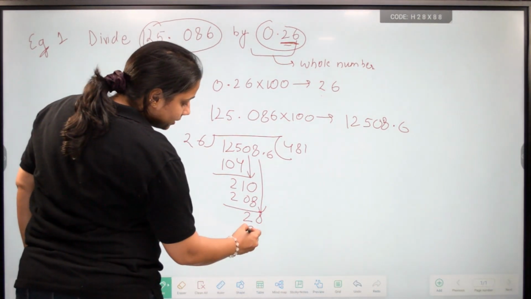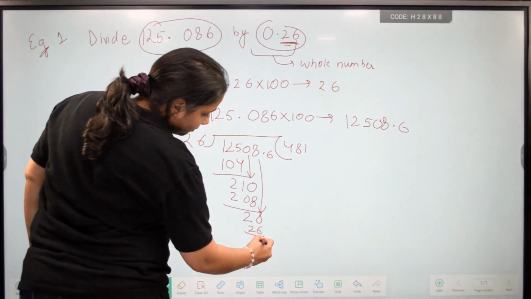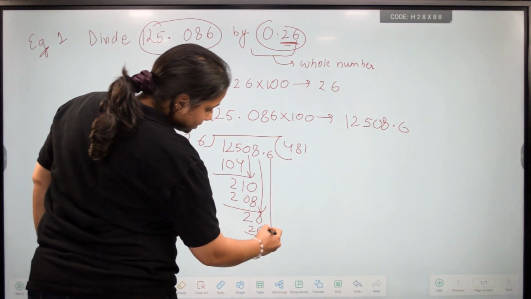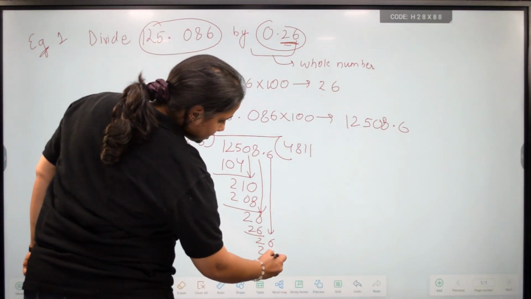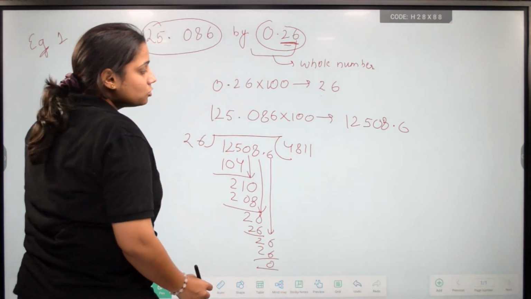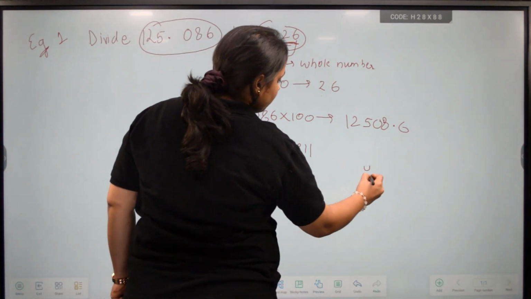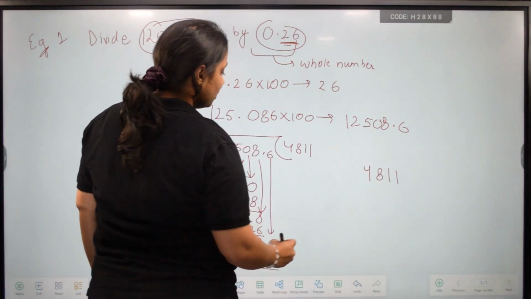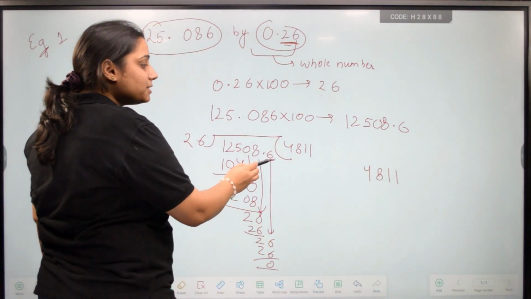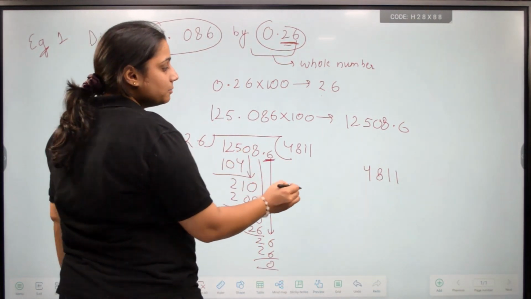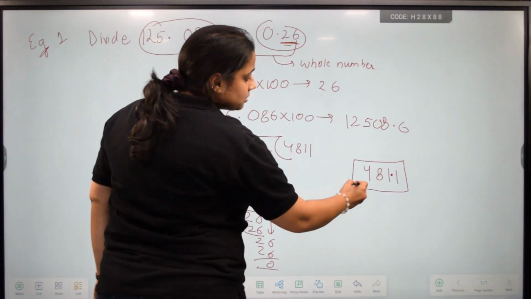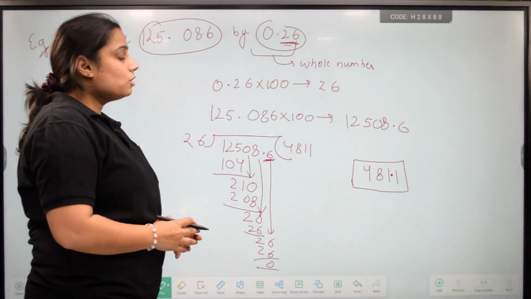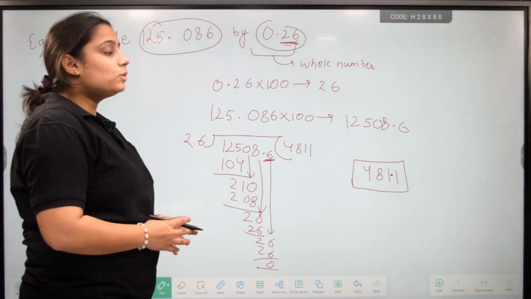Now 26 into 1 is 26. Here we got 2 and bring down this 6. And now again 26 into 1 is 26. We got 0 here. So we got quotient as 4811. We have only one decimal place left, so we mark the decimal here. So this is our required answer, which is 481.1.